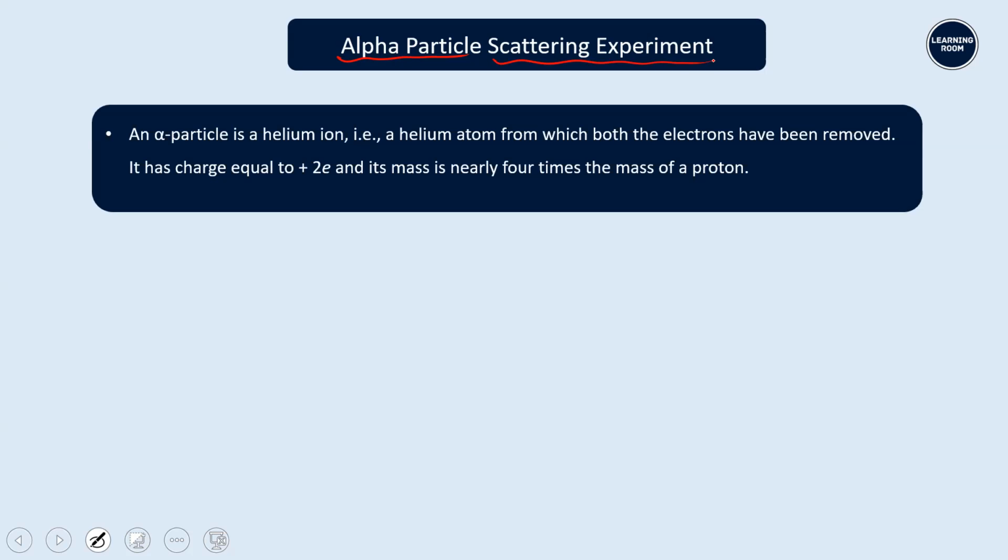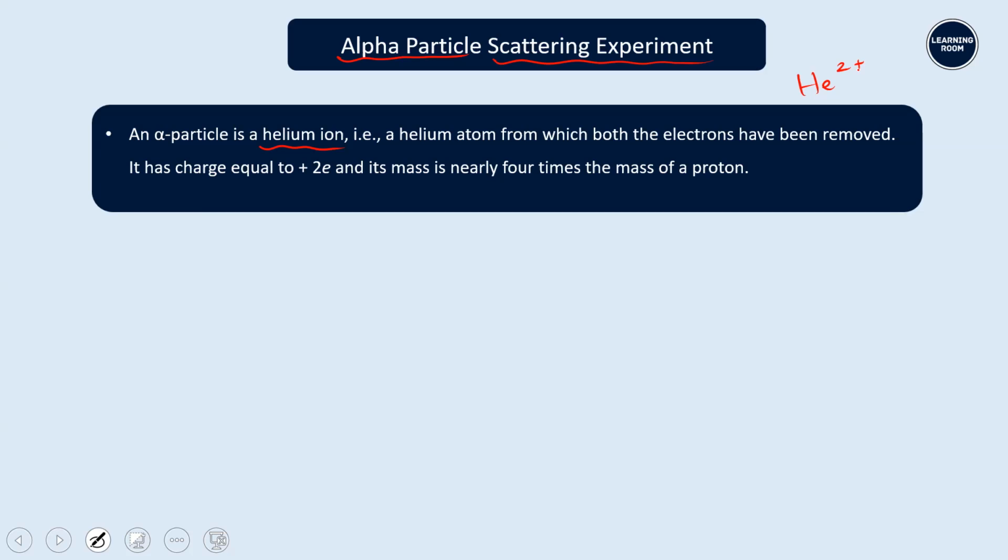So when I talk about this, basically first I need to know what is an alpha particle. An alpha particle is a helium ion, right? Helium has a mass number of 4 and atomic number of 2. If you are able to remove 2 electrons, then what charge is it going to attain? It will attain a charge of 2 plus. Basically a helium 2 plus nucleus is what is called an alpha particle.